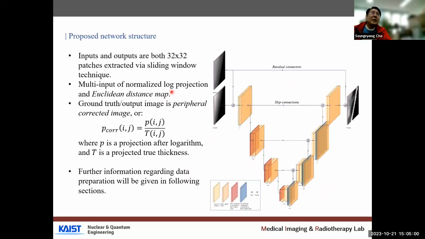What we have tried is using a convolutional neural network, which people are using a lot these days. We also applied a representative network called UNet, and we provided two inputs. One of the inputs is the projection image. And also you can calculate the Euclidean distance map from the edge of the breast. That can help the network to localize where we are looking at from the overall breast anatomy, so that the network can better estimate the thickness. And since we do have a ground truth, we train this network so that we can get the thickness corrected projection data.